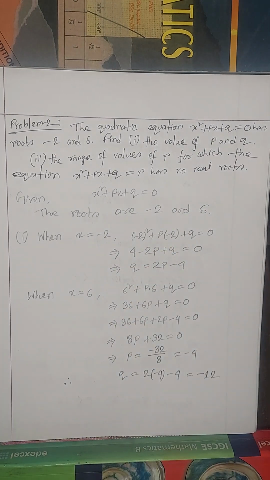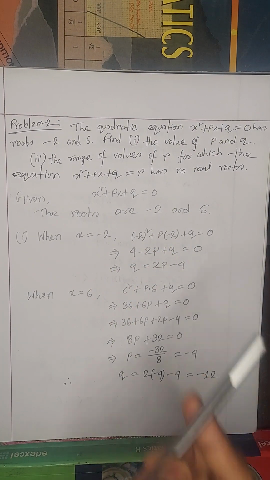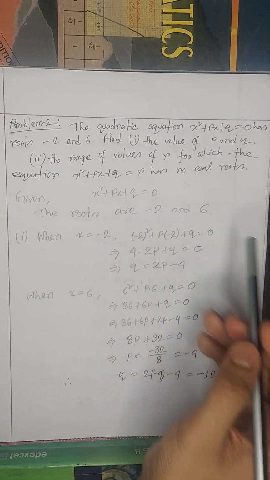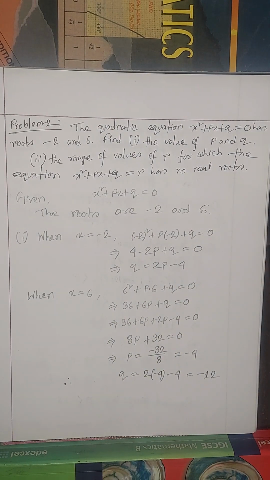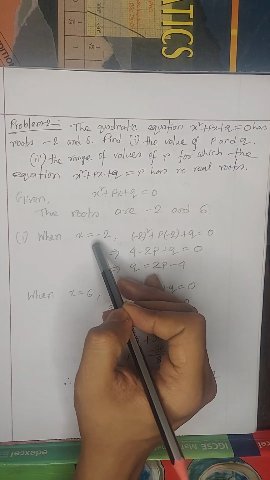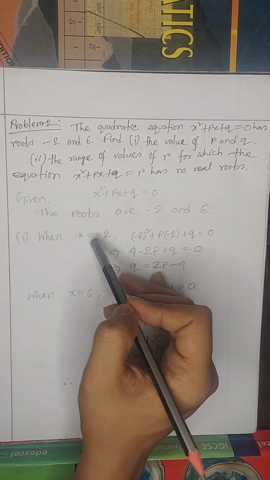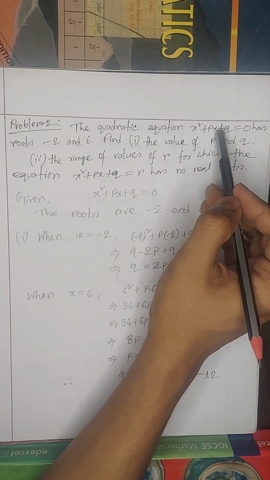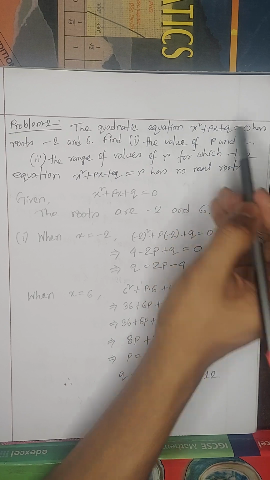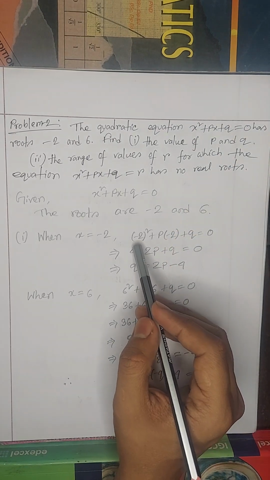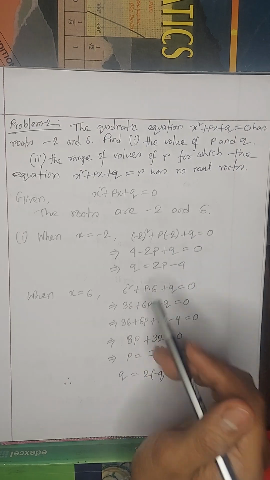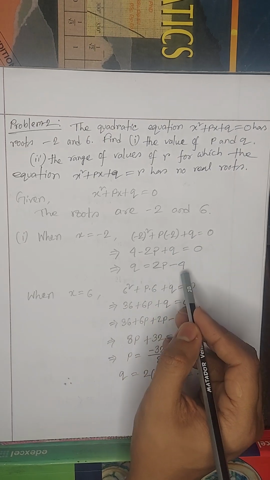So first we see that we are given x square plus px plus q and the roots are minus 2 and 6. Since the roots are minus 2 and 6, when x is equal to minus 2, we can substitute the value of x as minus 2 in this equation. So from that we get minus 2 whole square plus p into minus 2 plus q is equal to 0. Then the value of q will be 2p minus 4.